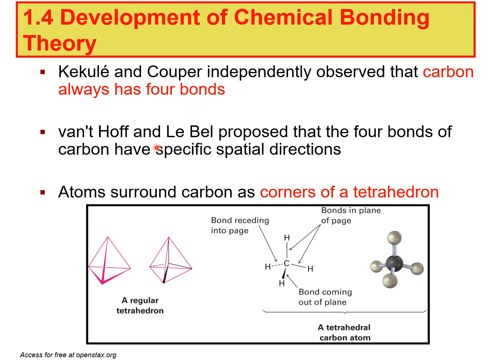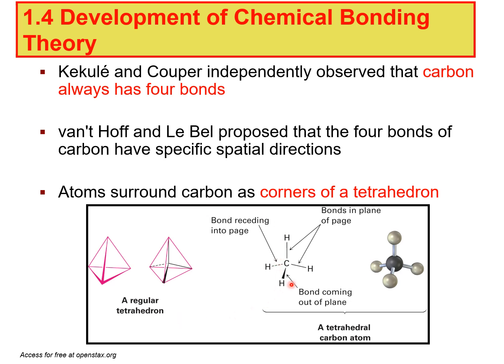But later on, Van 't Hoff and Le Bel added a third dimension to organic compounds, and they said that the 4 bonds of carbon are not oriented randomly, but have a specific spatial orientation. They suggested that the 4 bonds are situated at the 4 corners of a regular tetrahedron, and carbon sits in the middle.